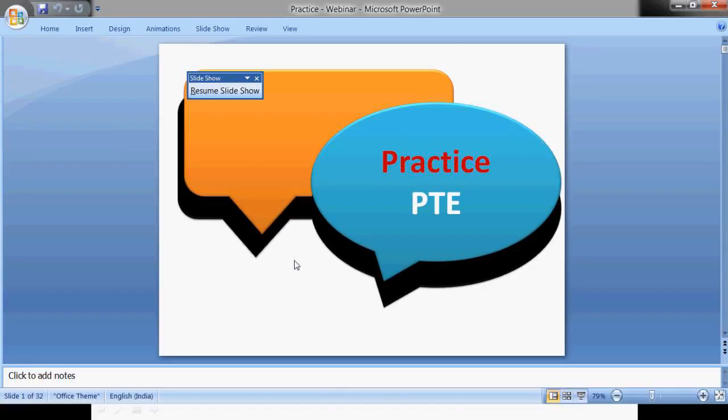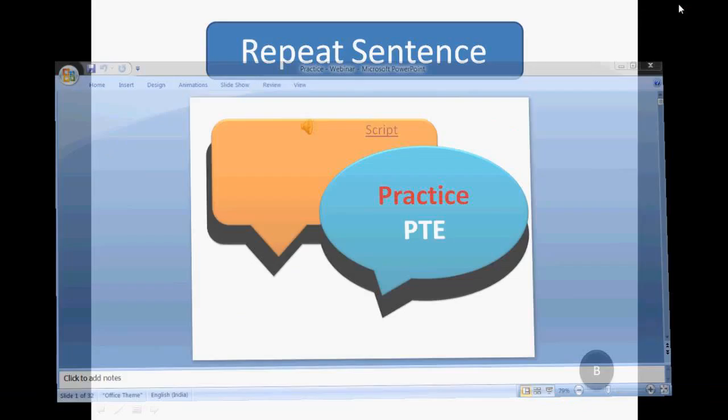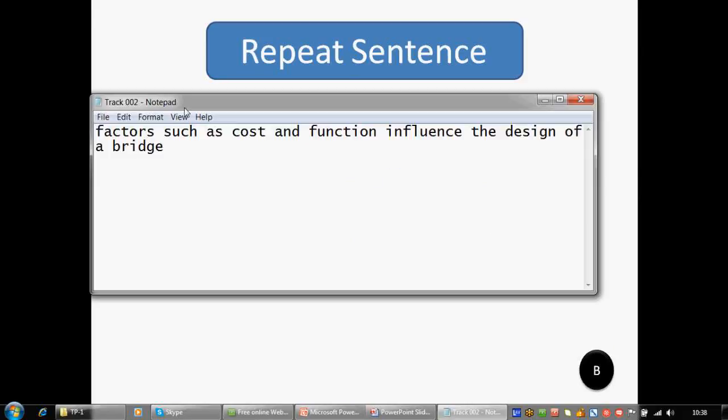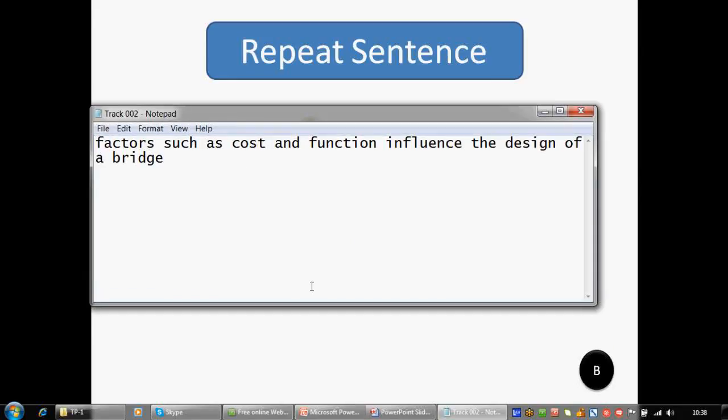So if you're unable to hear the audio, no issues. You will definitely get to listen. And what you need to do is speak out. I can show you the script of the same audio. It's like this. Factors such as cost and function influence the design of a bridge.